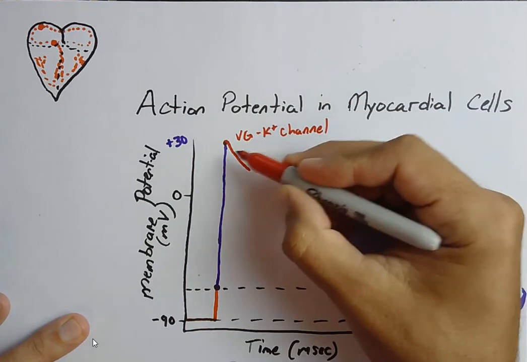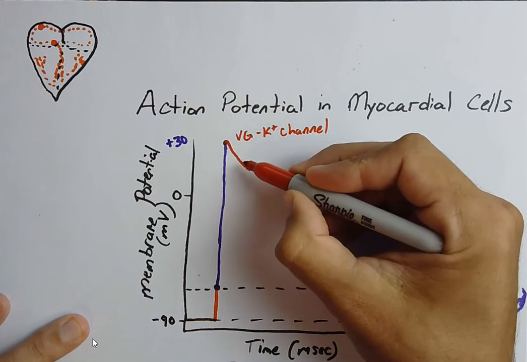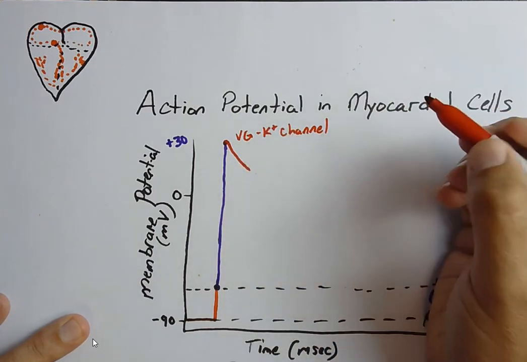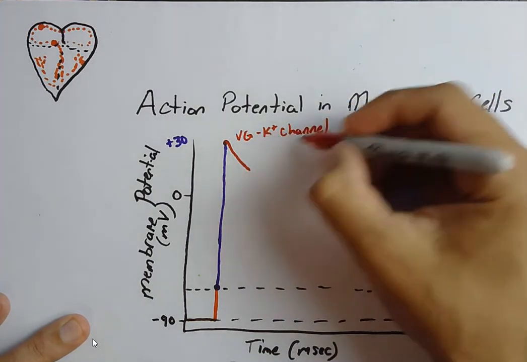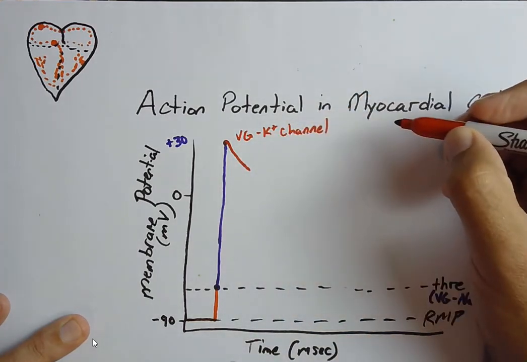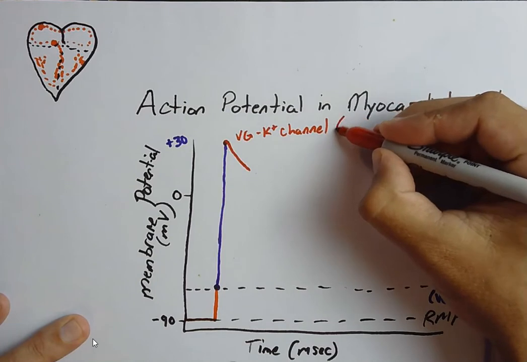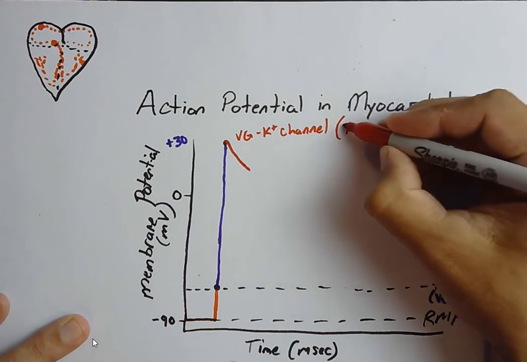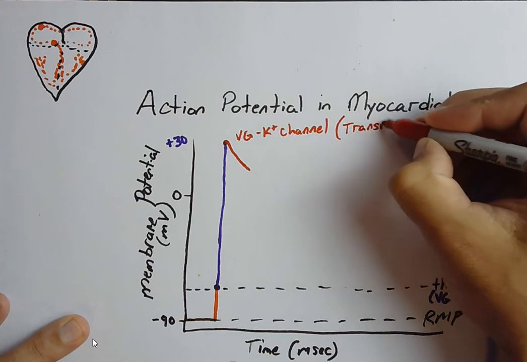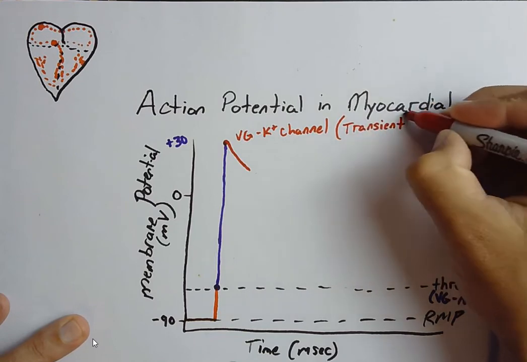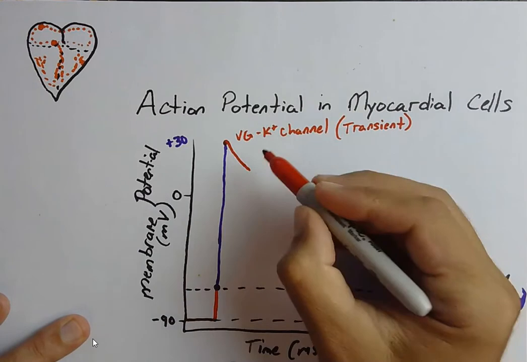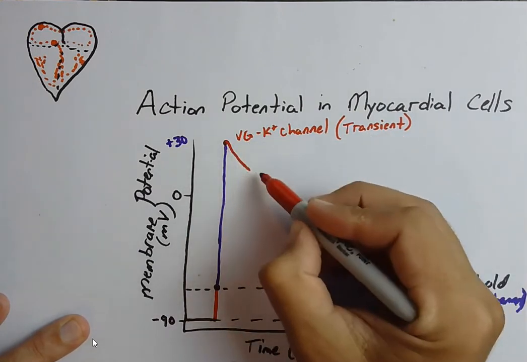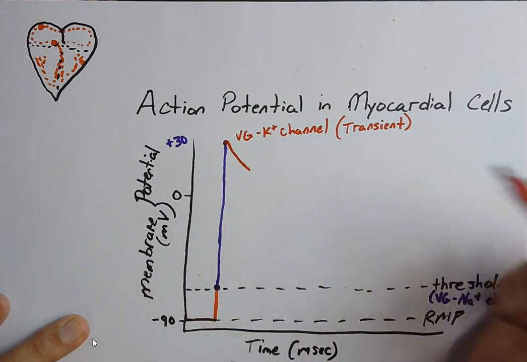Therefore, potassium gets to leave the cell, causing the inside of the cell to be relatively more negative as those positive charges leave. However, there's something special about this particular voltage-gated potassium channel, and that is that it is extremely fast acting. It's called transient. Transient means only open for a short period of time. So this voltage-gated potassium channel is very transient. It's only open for this short period of time, at which point it's going to close.